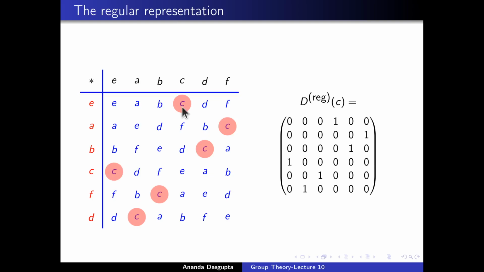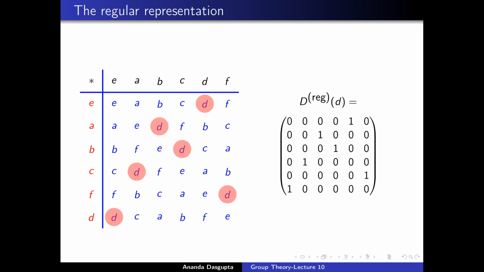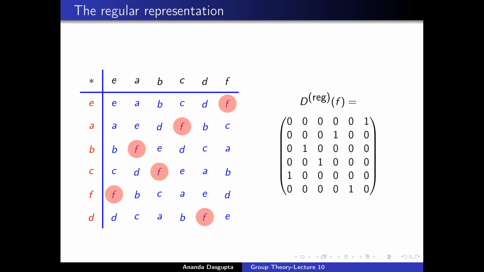A C here in the table means a 1 here and a 1 here. After 3 zeros horizontally, 3 zeros vertically, and so on. 1 here, 1 here. These 4 C's give you 4 1s in these 4 columns. Running through this quickly, D regular for D, again, just identify where the D's are. You get, again, 6 1s in 6 of the columns. And identifying where the 1s are is exactly what this rule does for you. And this is the regular representation matrix for F.